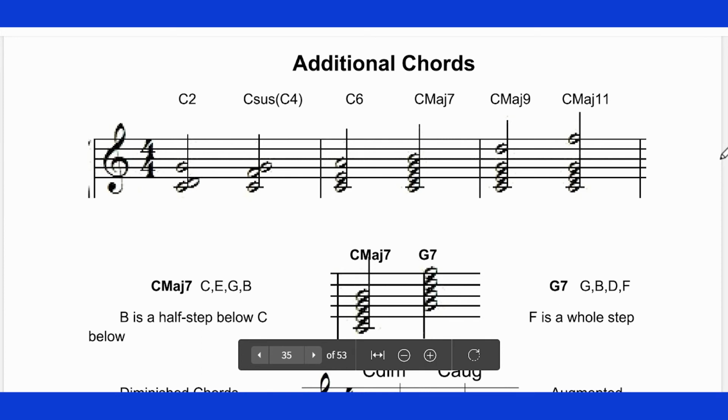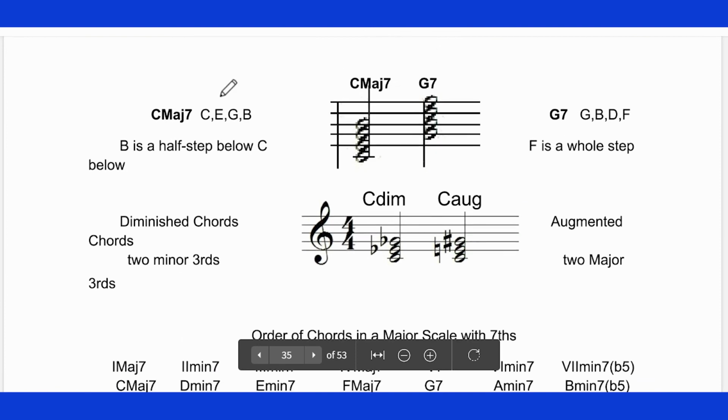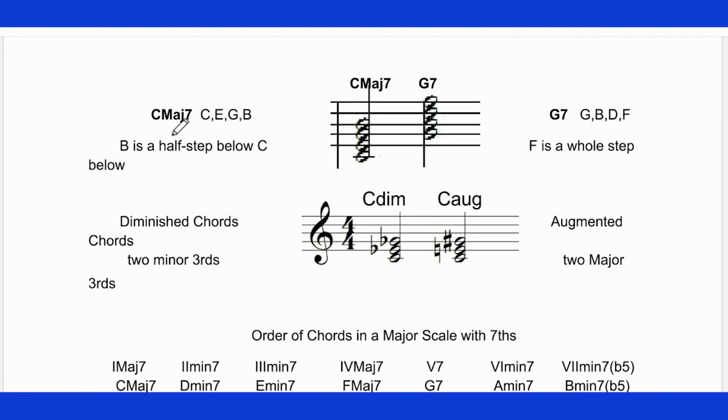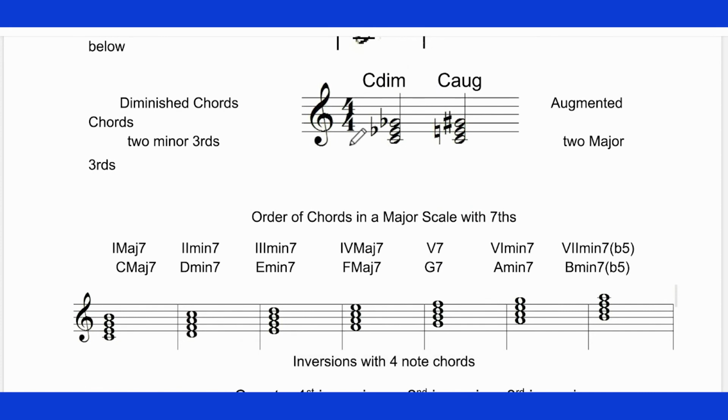Now this just shows you how some of the additional chords are made. A C2 or C sus4, C6, major 7, major 9th, major 11th, how it will look when you add in those extra letterings. Also shows you the difference between a major 7th and a dominant 7th. And how you create a diminished chord or an augmented chord. So we do these by thirds. A diminished chord is 2 minor thirds, and the augmented chord is 2 major thirds.